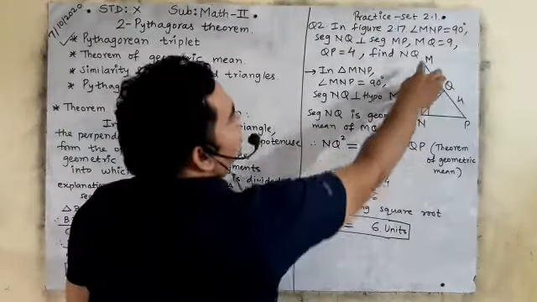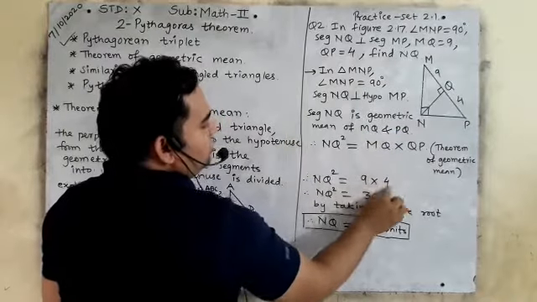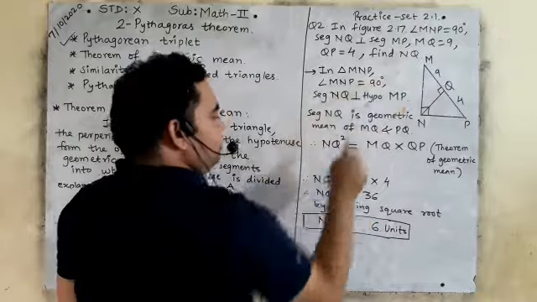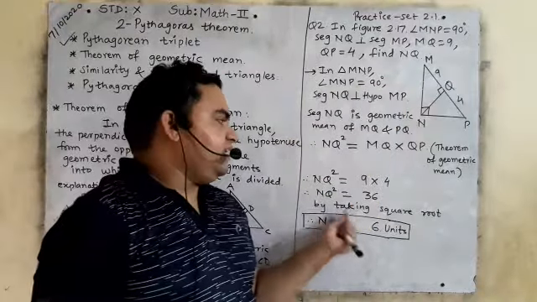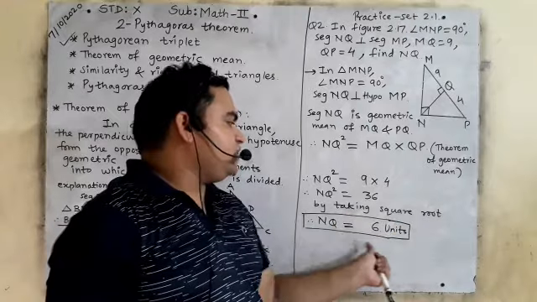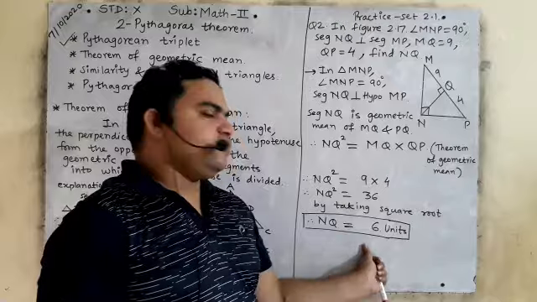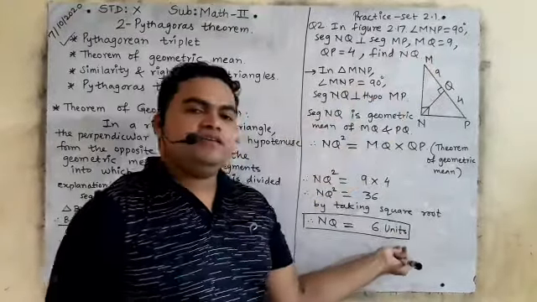Now MQ is given over there as 9. QP is also given as 4. 9 fours are 36. So we want NQ. Find NQ. We don't want NQ square. We will take the square root. NQ is equal to 36, which is the square of 6. NQ is equal to 6. 6 what? No meter, no centimeter. So we will use units.